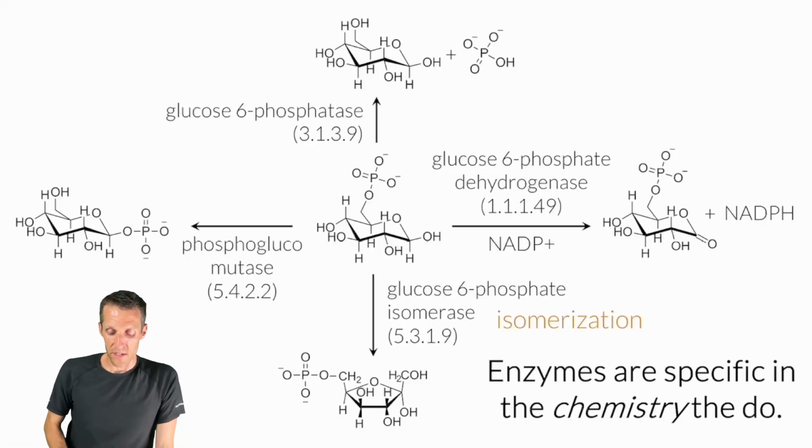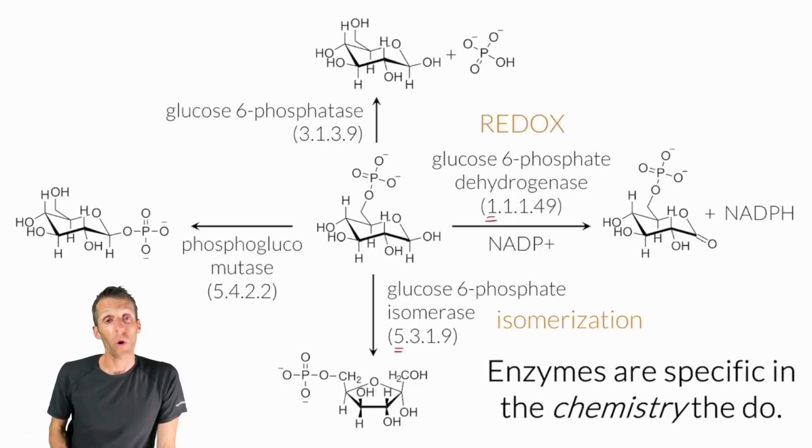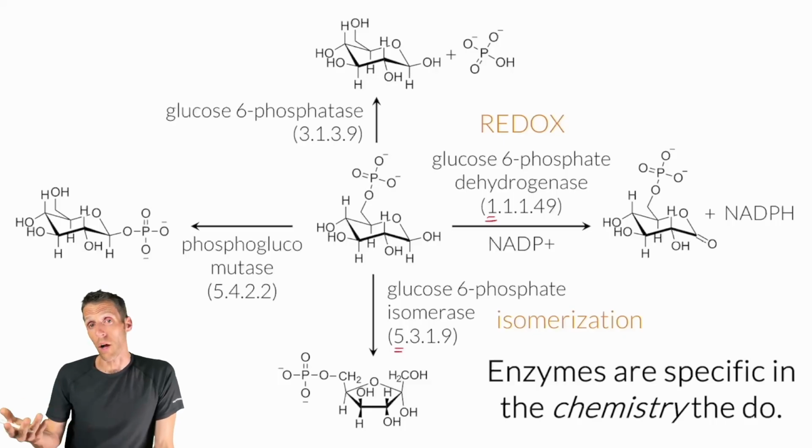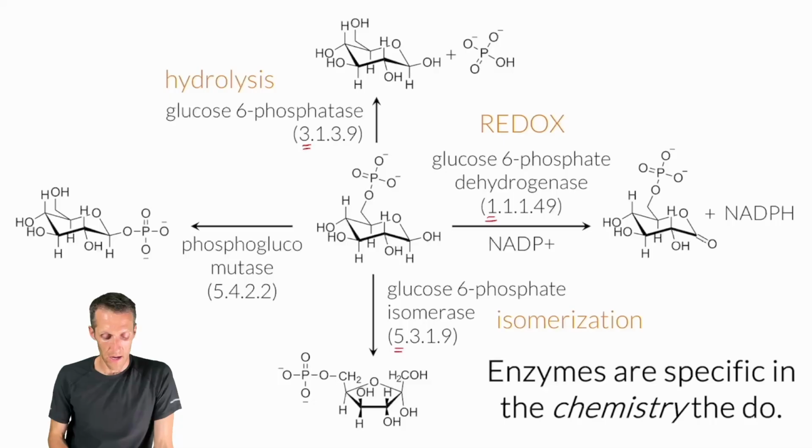And what I mean by this is, look, we can look at these EC numbers. We can say, oh, this is a 5. That means that this enzyme does isomerization. And indeed, what we see is it's just rearranging where groups are on the same molecule. We look up here at this one, and we say, oh, it's a 1. That's an enzyme that's involved in redox. We look out here at this one, and we say, oh, this one's involved in hydrolysis. And this one over here is involved in isomerization.